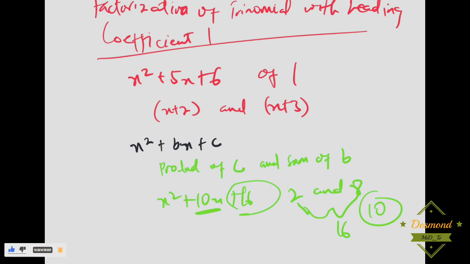Now the trinomial can also be written as the product of x plus 2 and x plus 8. All right, it's very, very simple.